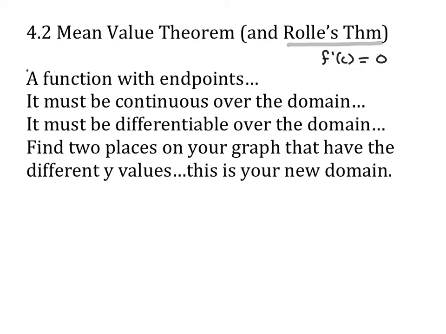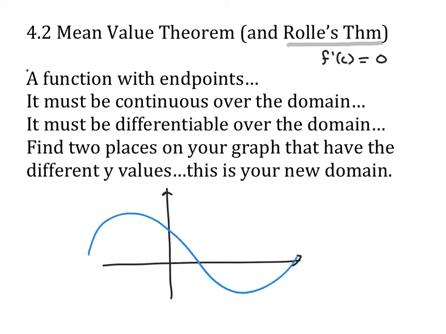So we are going to draw a function. There's my function. It's continuous, it's differentiable. I don't have any holes, I don't have any corners, jumps, that kind of stuff. And I need to have two places that have different y values. So if I have this place right here where I'm using this y value, and maybe this one down here where I have like that y value, I can find places on my graph where some things happen.